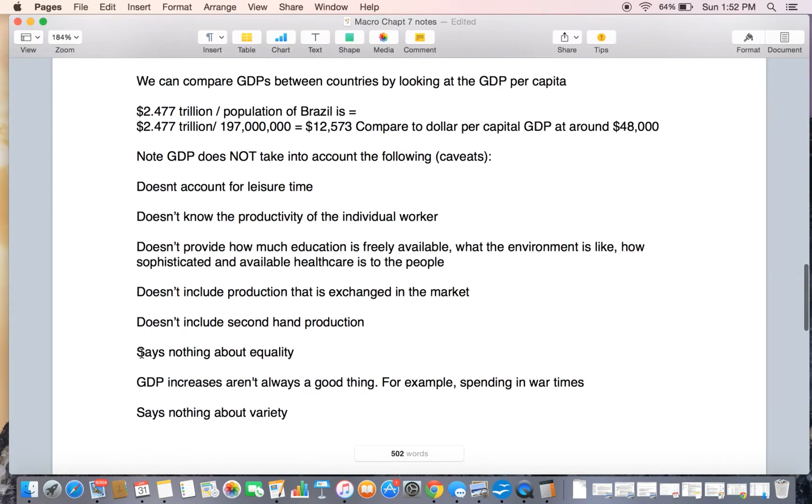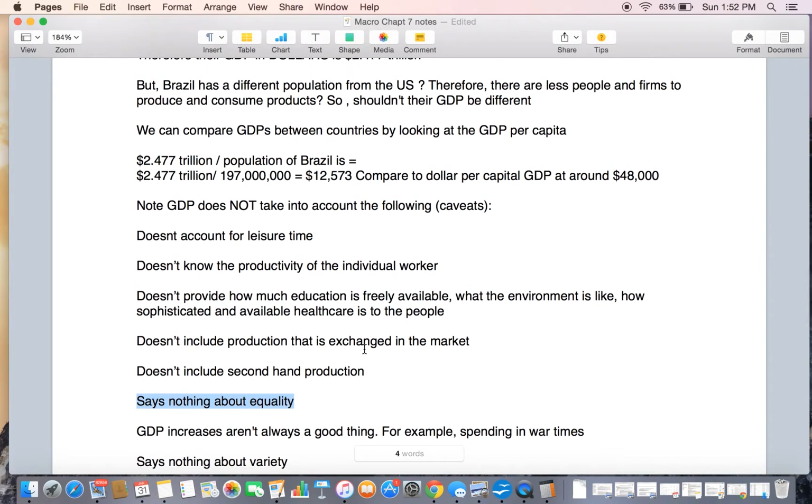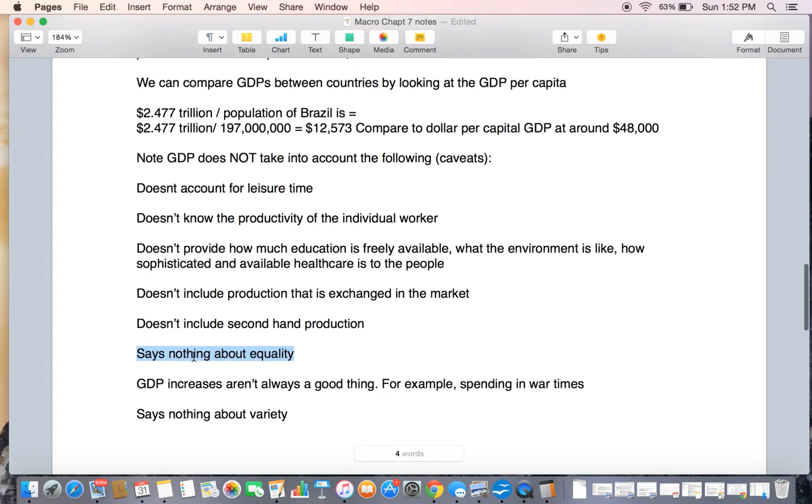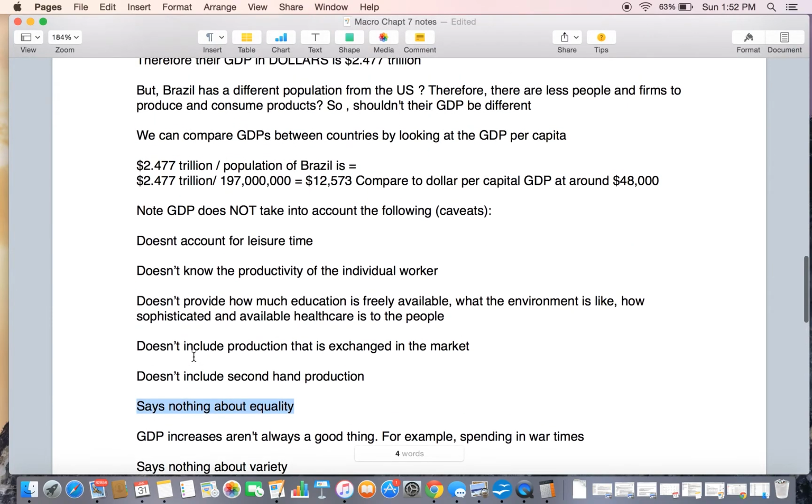But it really doesn't say anything about equality. We don't know how that wealth is actually spread out. We don't know if it's centered around the top 10 or 20% of the population. We don't know what the bottom 5 to 10% of the population is earning economically per year of that total production. So that's something that we just don't know, and GDP isn't going to tell us a lot about.